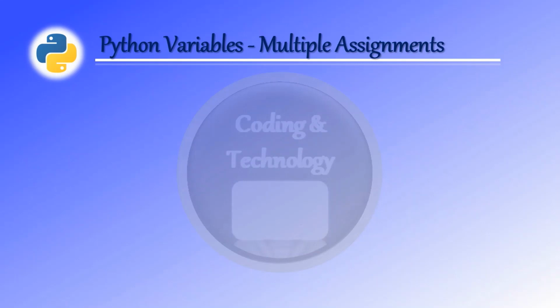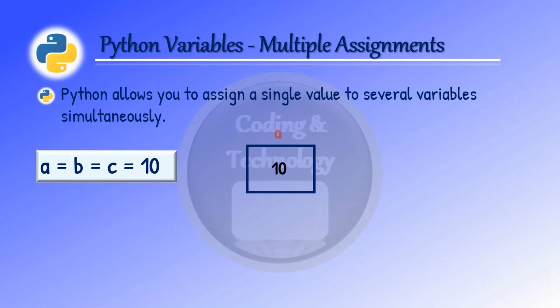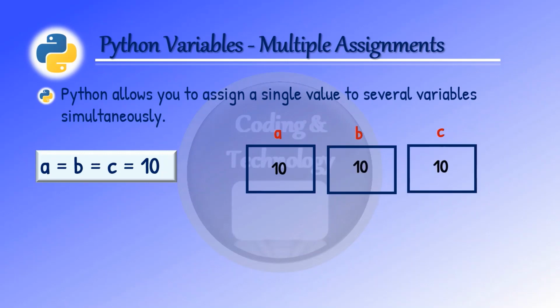Now let's see how we do multiple assignments in Python variables. Python allows you to assign a single value to several variables simultaneously. That means to assign the same value to all the variables, we need to separate each of the variables by using the equal sign. The final equal sign should be the value which you want to assign to all the variables. Hence, after printing A, B and C, it gives us the value 10.